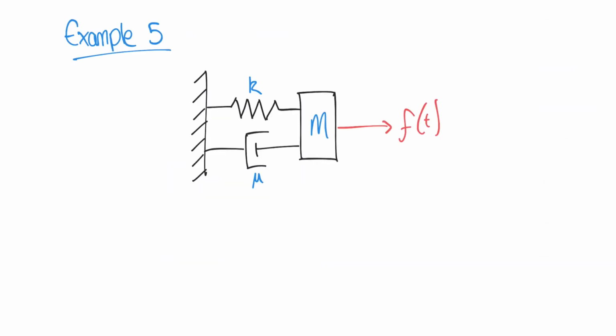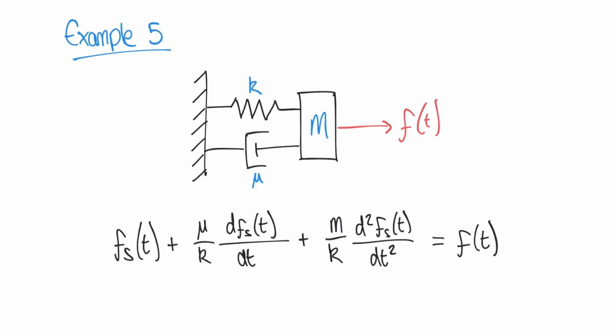The last example for this video, it's another second order system, and it was a mechanical system involving a dashpot, a spring and a mass. And again, it's a previous equation that we derived in another video, and it looks like this. We've got Fs of t plus mu over k multiplied by the differential of Fs with respect to t, plus m over k, second differential of Fs with respect to t, and that's equal to the force applied F of t.